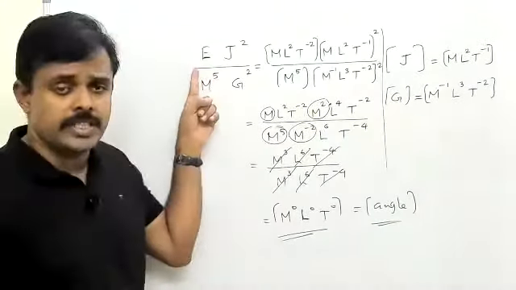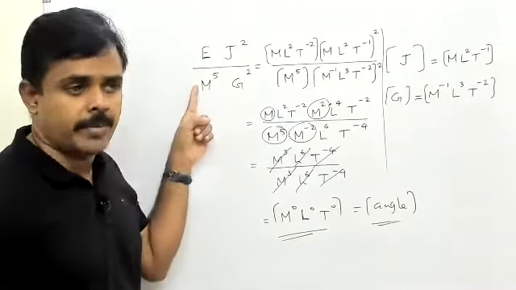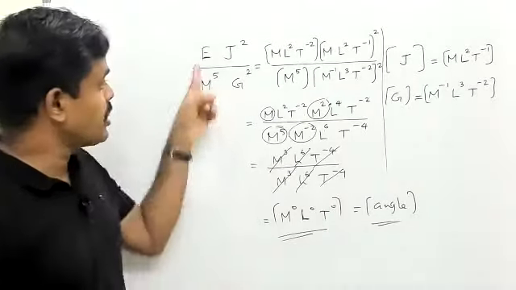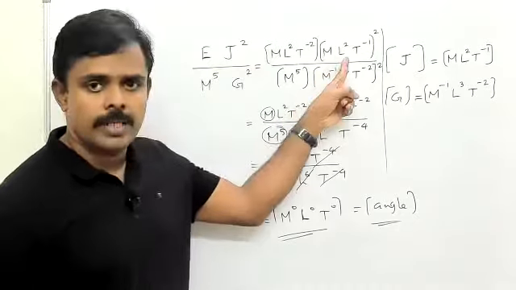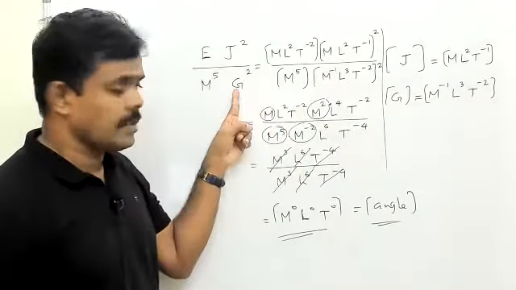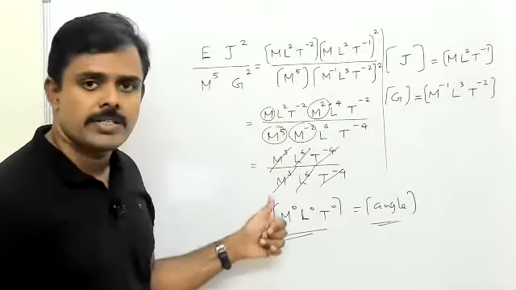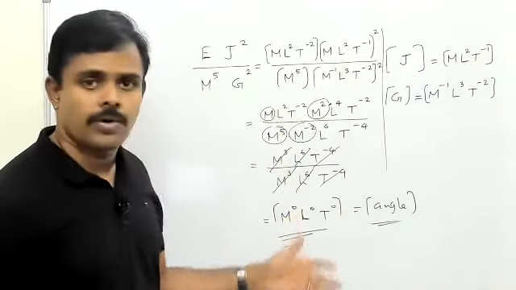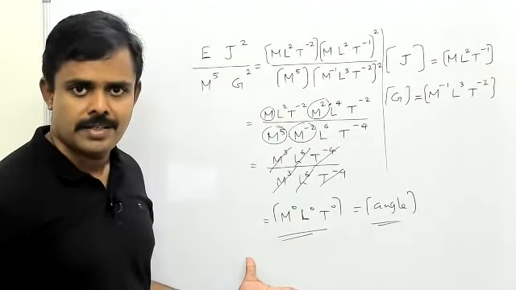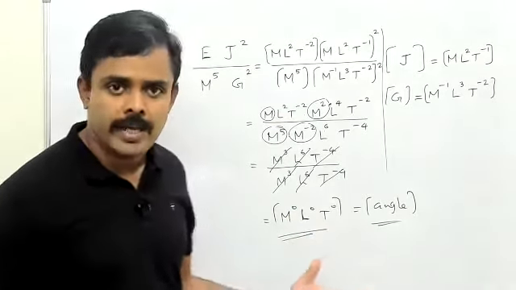So what you got is an equation here, E J square by m raised to 5 into G square. You just put energy here, then angular momentum here, then mass here, then gravitational constant here. Then you simplify this. In the end, you're getting m raised to 0, L raised to 0, T raised to 0, which means it is dimensionless. Okay, final answer is dimensionless, no dimension.